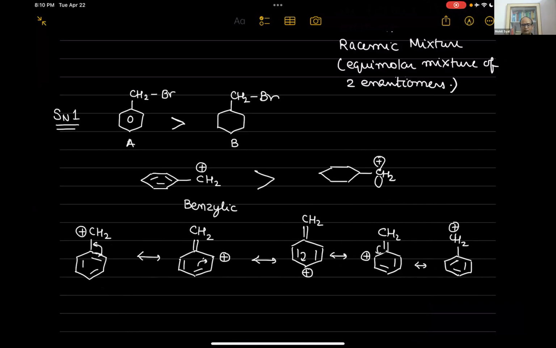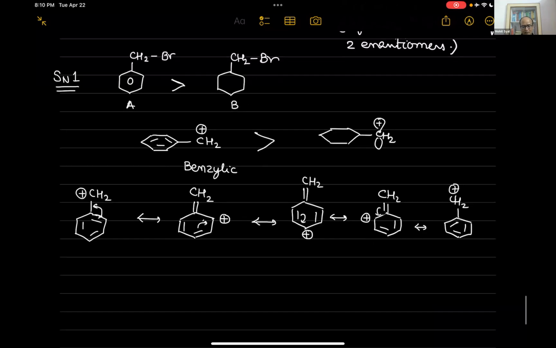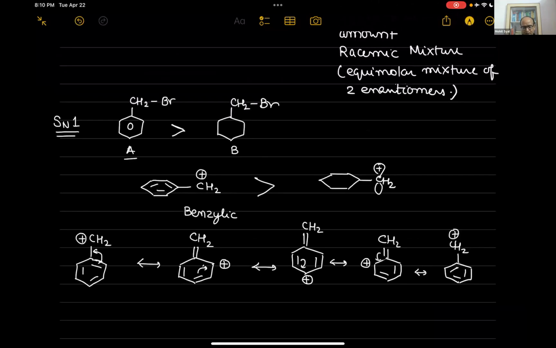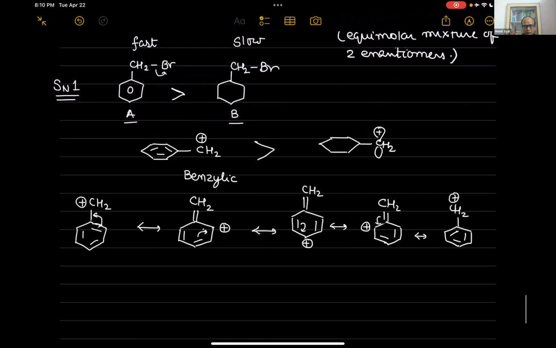So because of less steric hindrance, I think. No, steric hindrance will not cause this. I'm comparing these two. I'm telling this Br can come out very easily because the rate is fast, and for this the rate is slow. Right? Why? What's the reason? What can be the reason, sir? I don't know.